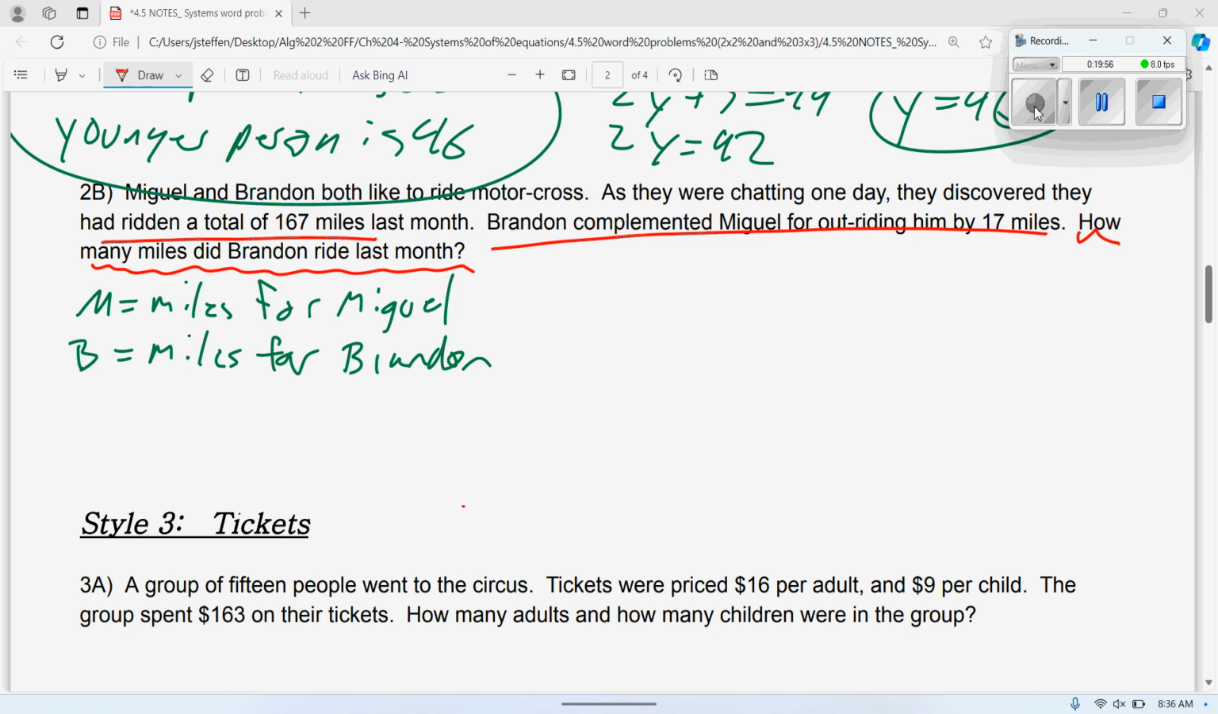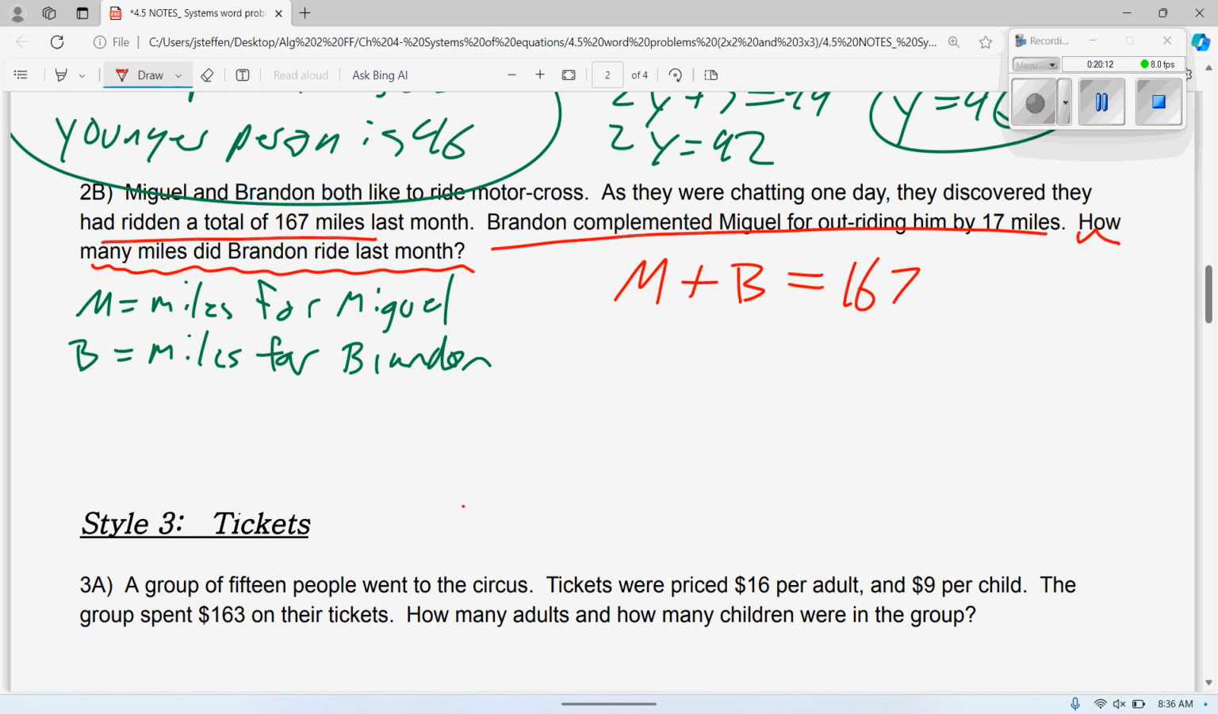They rode a total of 167 miles. So if you take the number of Miguel plus the Brandon, that is equal to 167. That's the total. Now, Brandon complimented Miguel for outriding him by 17 miles.